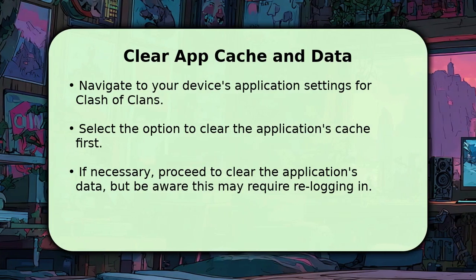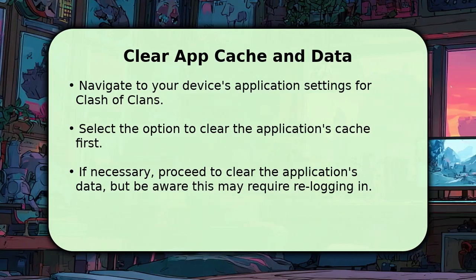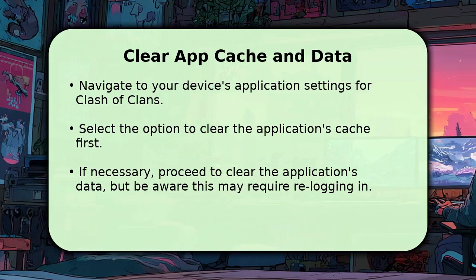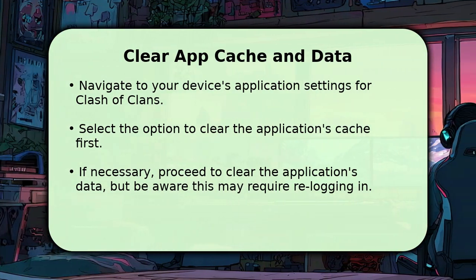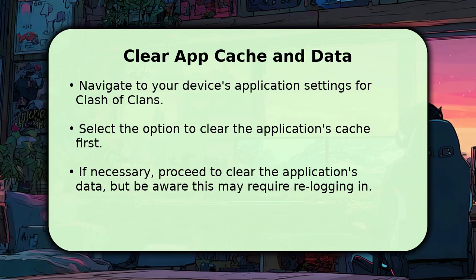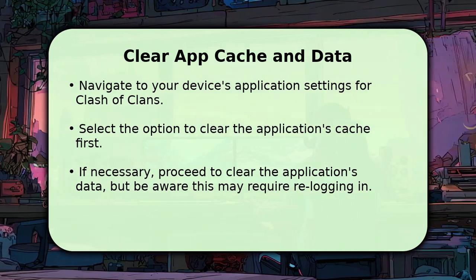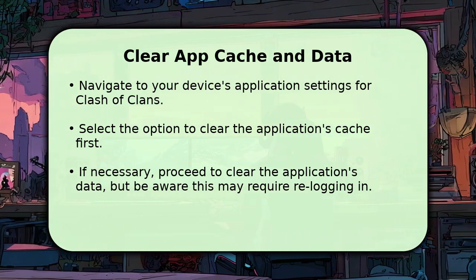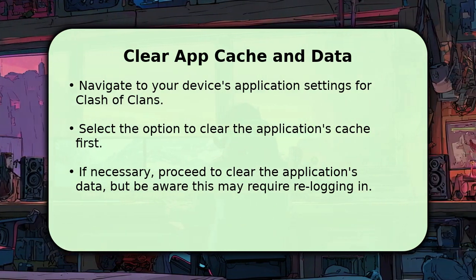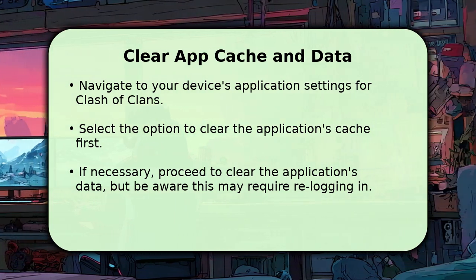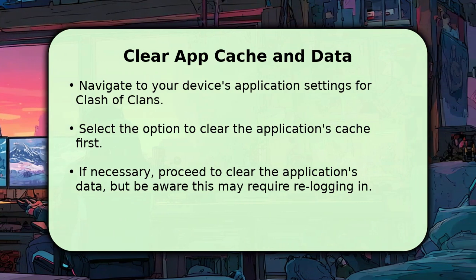To clear locally stored chat, start by going into your device's settings menu. Find the Applications or Apps section, then locate Clash of Clans. First, try clearing the app's cache. This often refreshes the game's temporary data without affecting your login. If that does not sufficiently clear the chat, you can clear the app's data, which will essentially reset the app. Be prepared to log back into your game account if you choose the data clearing option.